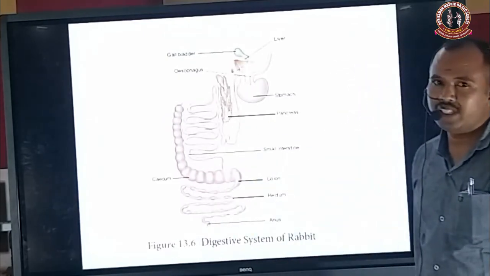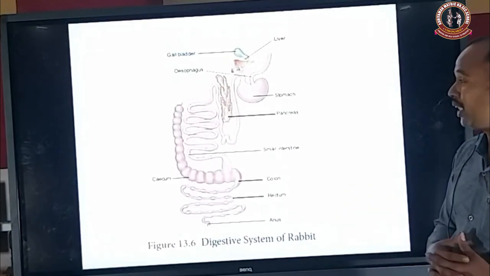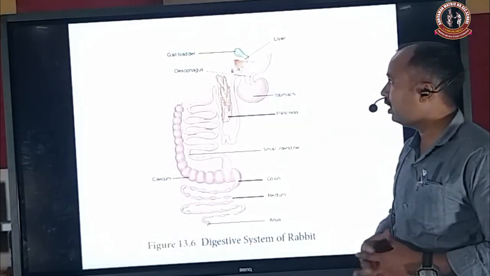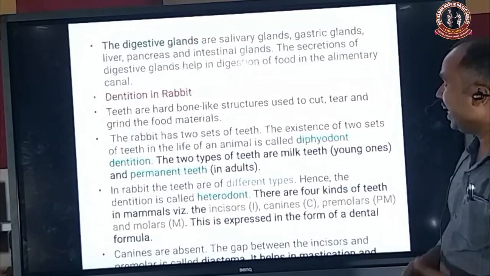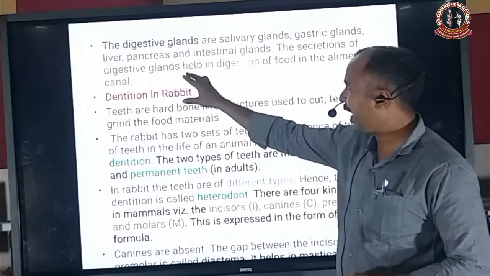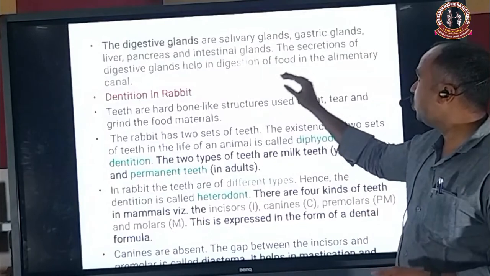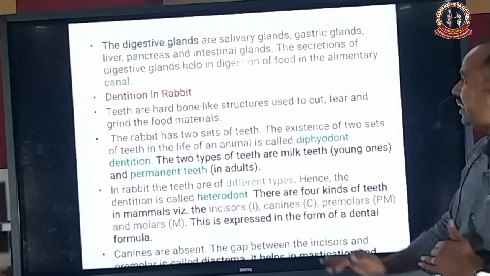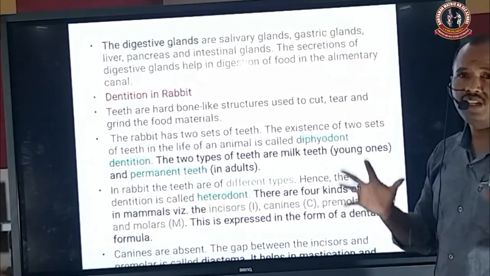The pancreas is called an associated digestive gland because it produces digestive secretions like pancreatic juice. The gallbladder mainly stores bile juice. The digestive glands are the salivary glands, gastric glands, liver, pancreas, and intestinal glands. They secrete digestive juices, which are released into the alimentary canal. So they are the major components of the digestive system.